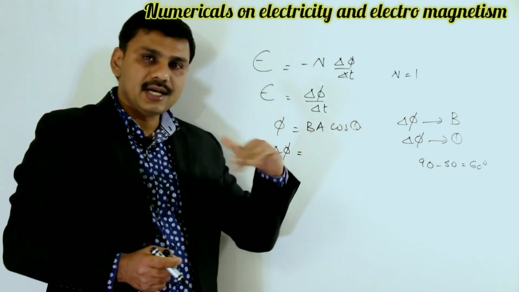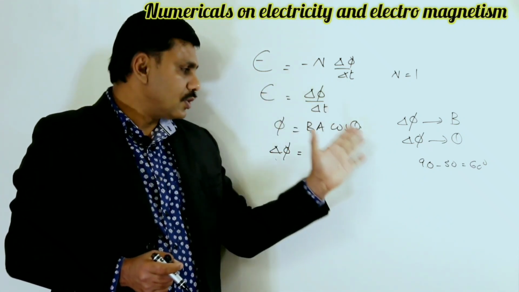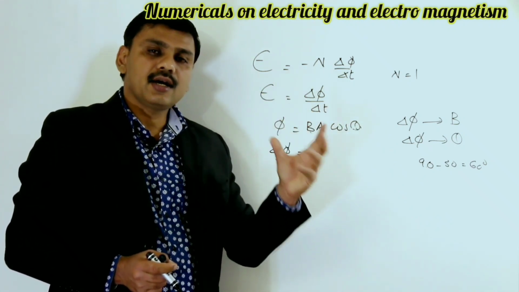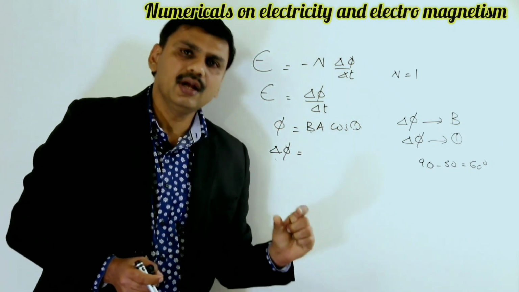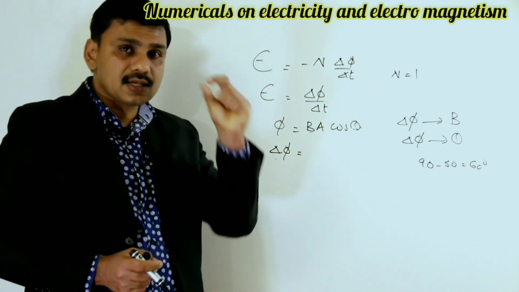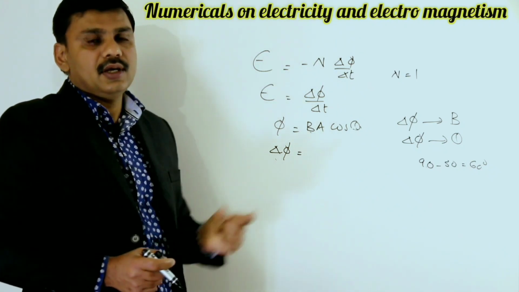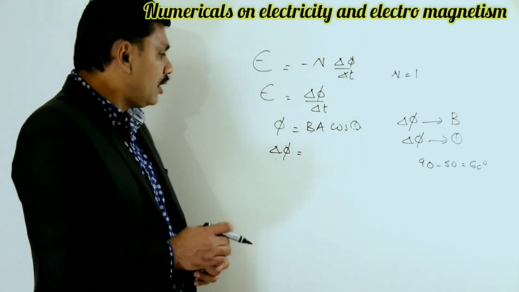Most of the questions give it directly, so you can take the angle directly. Always take the angle between the normal of the surface, or normal of the coil, and the field. You check the question, it is clearly written there. If they say normal of the coil and the field, you can take the direct angle.